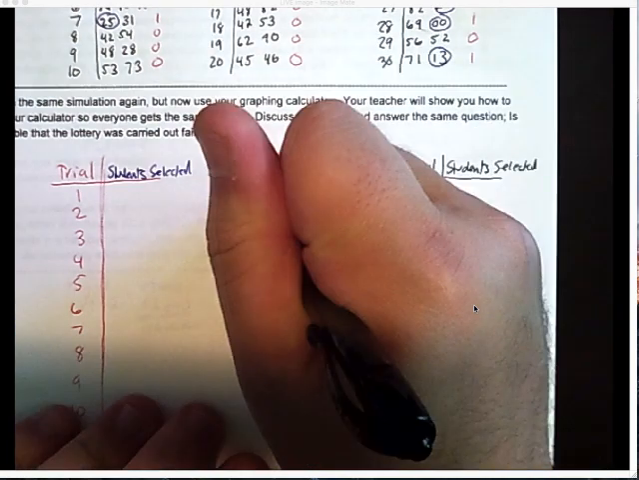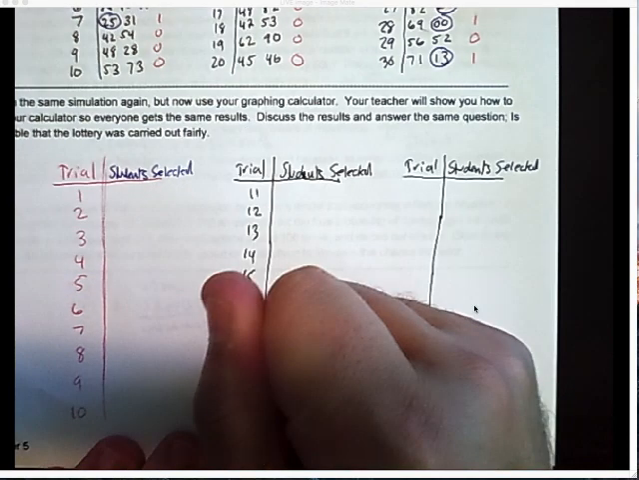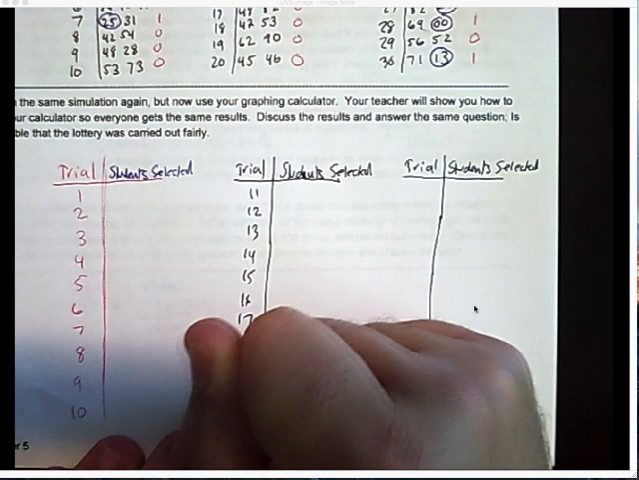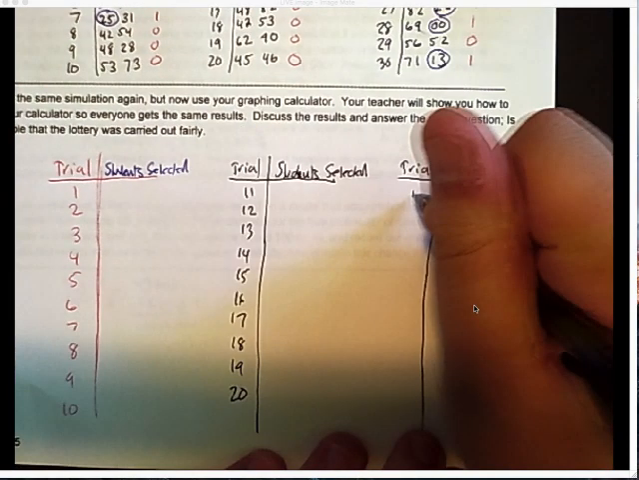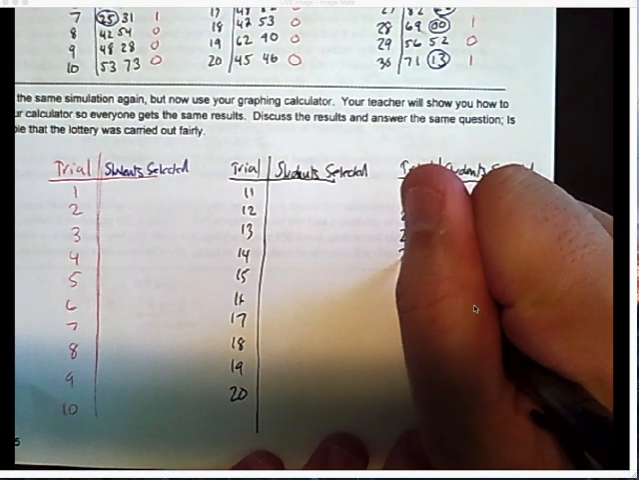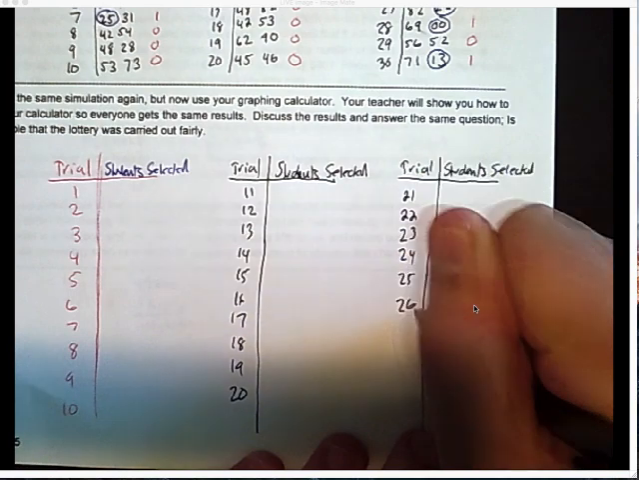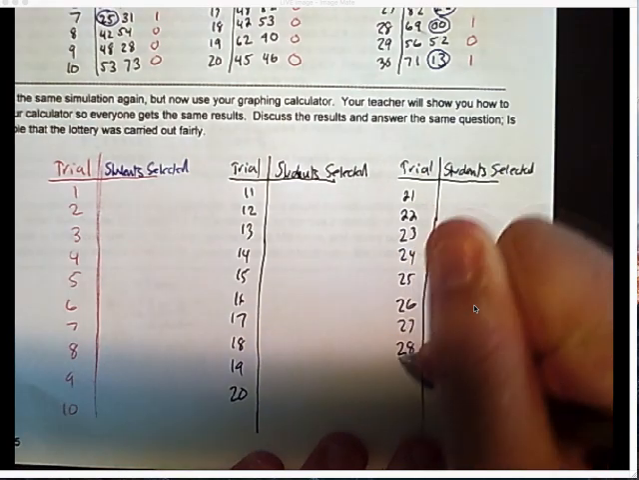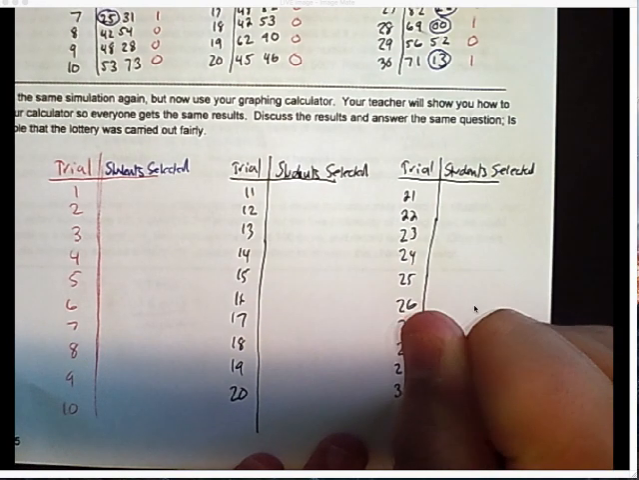11, 12, 13, 14, 15, 16, 17, 18, 19, 20. All right. 21, 22, 23, 24, 25, 26, 27, 28, 29, 30.